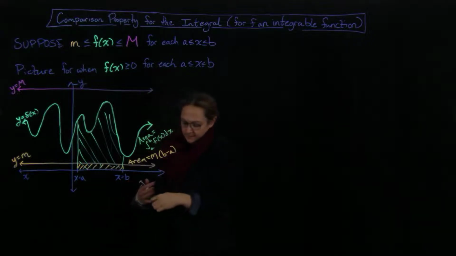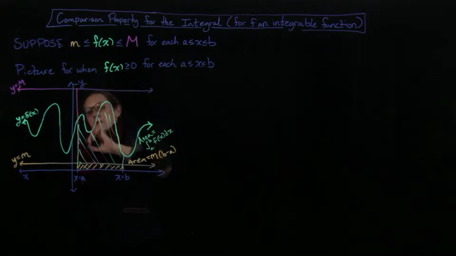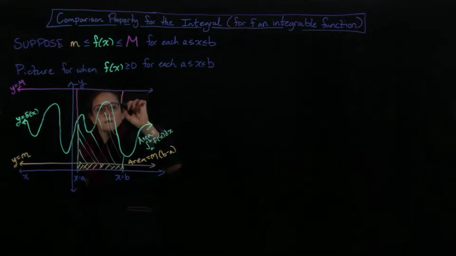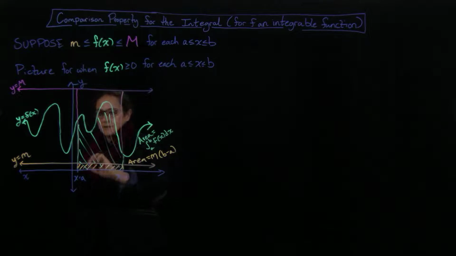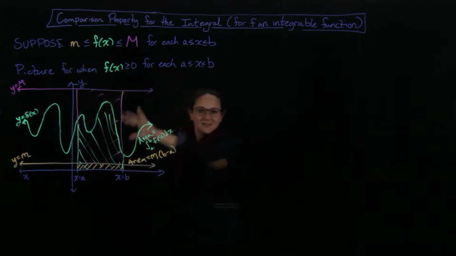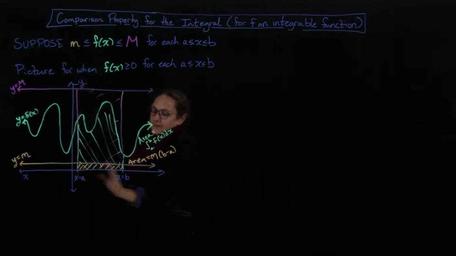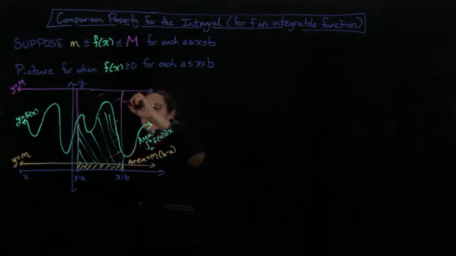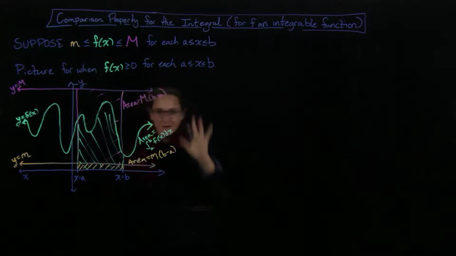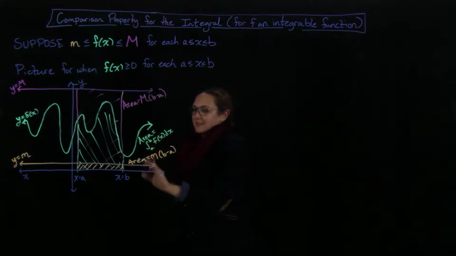And then for this largest one, again, I can do my height times my width. So this area is going to equal big M times b minus a. Okay? So that's this area, and this integral sits between these.